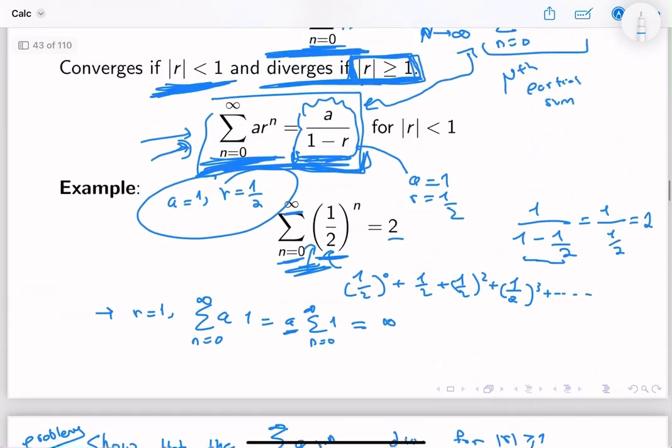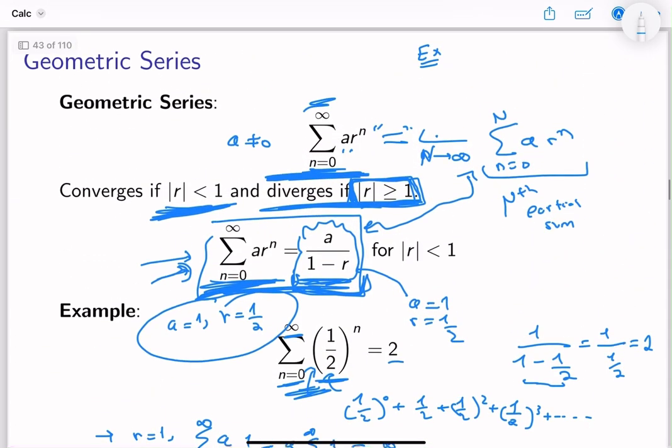So just keep in mind, geometric series, it's an important series. It makes a lot of sense when r is strictly less than 1, and it has a nice formula that you should remember. And when r is bigger than or equal to 1, the series is divergent, okay?